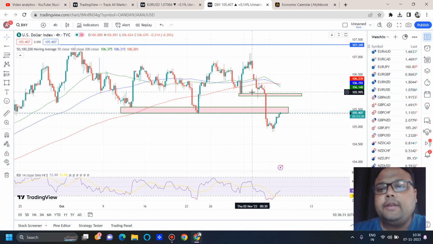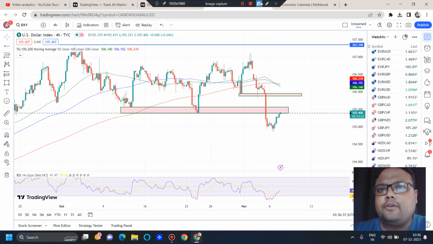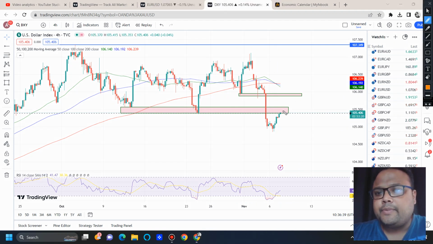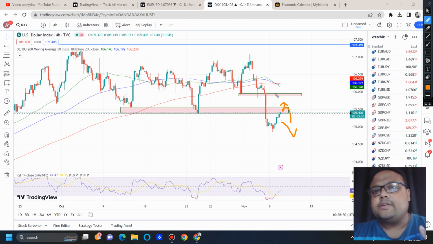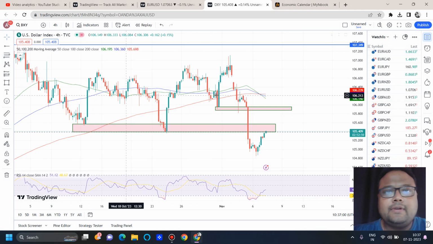So today during the day, observe the market around this area, because this is the first resistance. If the market reverses, you will get the confirmation that sellers are present here and the dollar index will be going down. But during the European session, if the market gains momentum and if you see that the retracement is continuing, or if you see further recovery on the chart of DXY, then your next resistance will be around the 106 level.